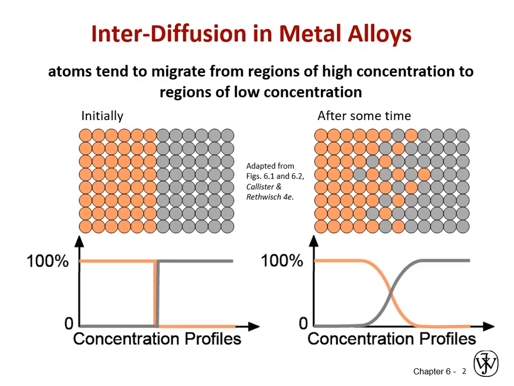Now, if these blocks were the size shown and we waited an even longer time, we would eventually get a uniform concentration all the way across. So we would go to whatever the equilibrium concentration was for those two, especially copper and nickel, that have infinite solid solubility.